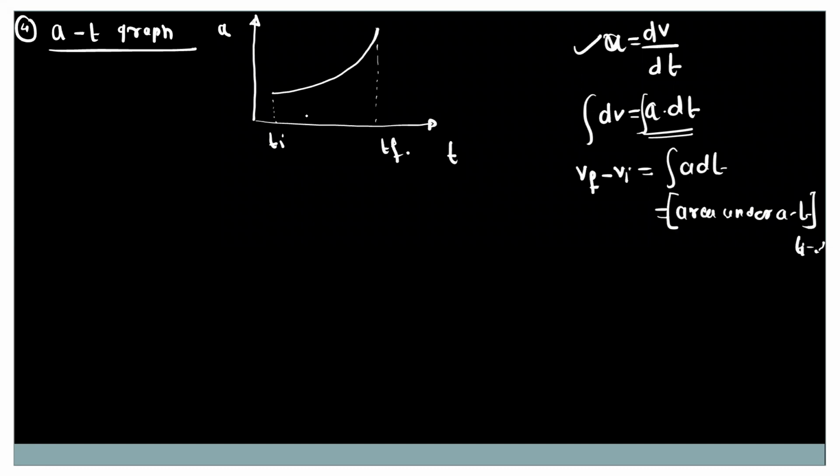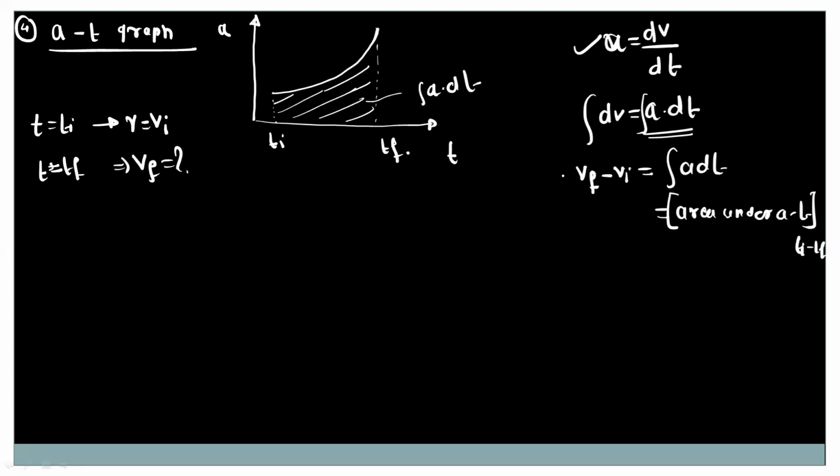Okay, so this total area is nothing but the integration of a dt. Okay, so if you know the initial velocity, suppose at t is equal to ti we know the value of velocity, so v is equal to vi. And suppose we are interested in the final time where t is equal to tf, what is the corresponding velocity? So this velocity we can find out by using this equation.